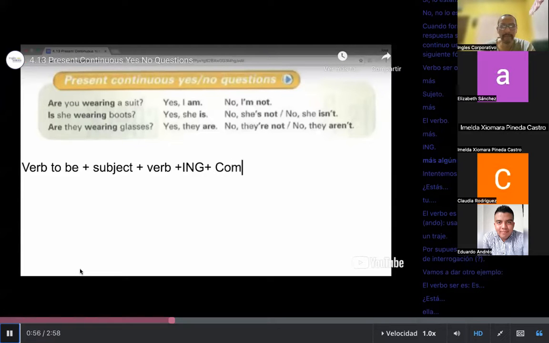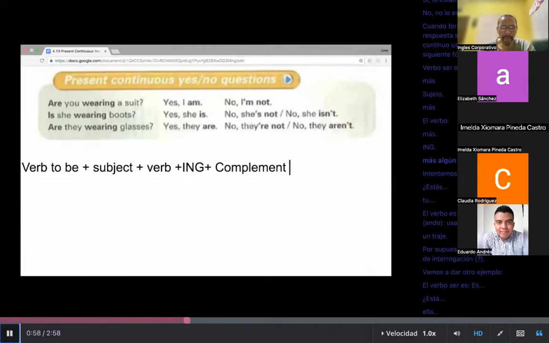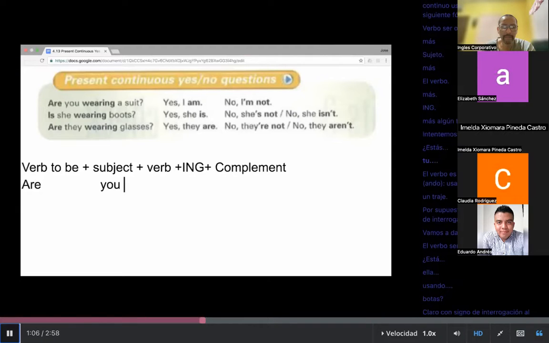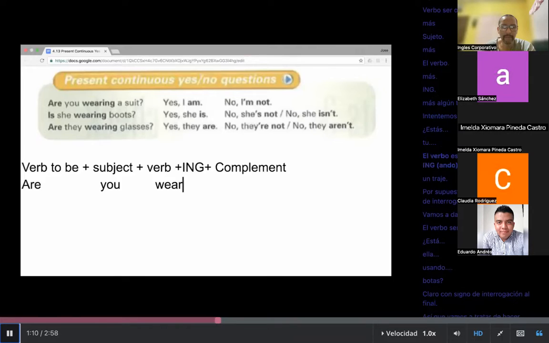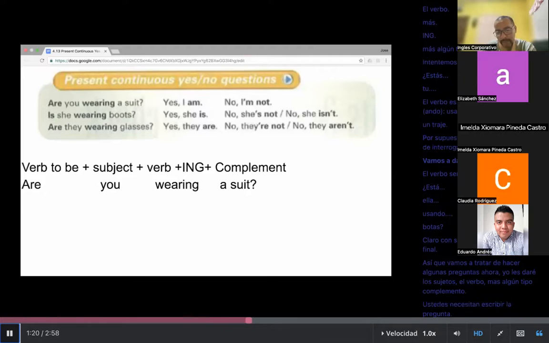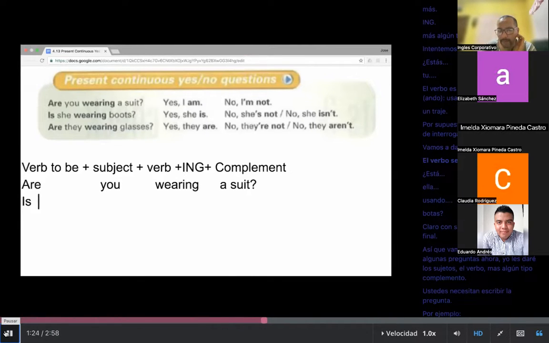Plus some kind of compliment. So let's try to make sense of this. Are you? The verb is wear, and we add ing to that. That would be wearing a suit. And of course, we put a question mark there. Let's give another example. The verb to be is.